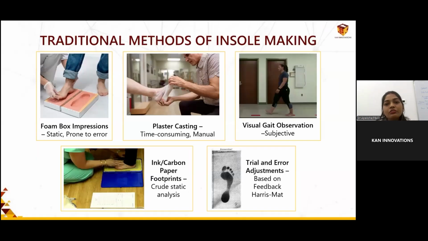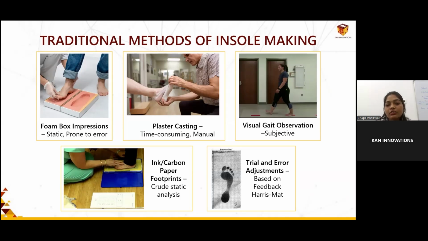Now, what have we done to make insoles? Traditionally, we have started with foam box impression, plaster casting, visual gait observation, ink and carbon paper footprints, and trial and error adjustment. As you all know, foam boxes are delicate to handle, and we get static data which is prone to error. Plaster casting is time consuming and manual. It needs a high clinical skill. Visual gait observation, you have to see the way the patient walks. You have to sit on your knees and check the visual gait data. It is too subjective. It can change from me, you, and anybody.